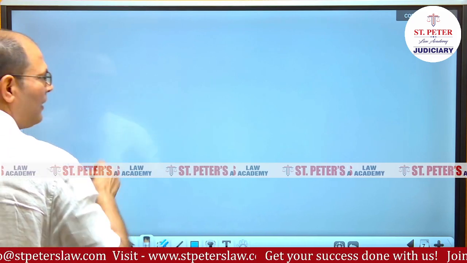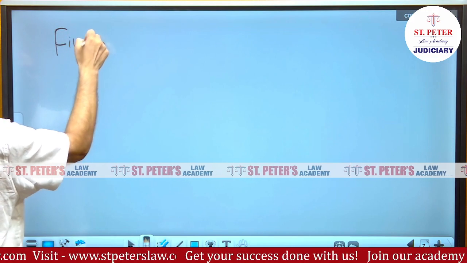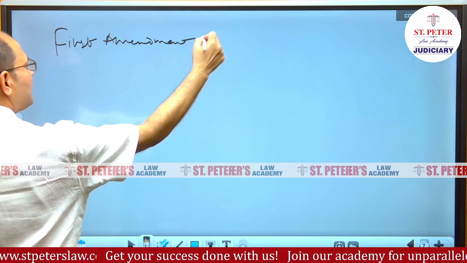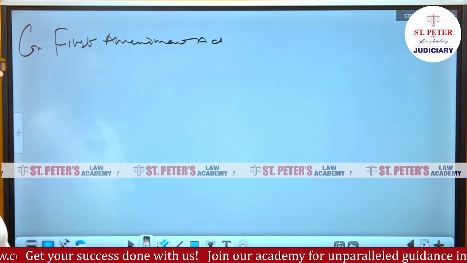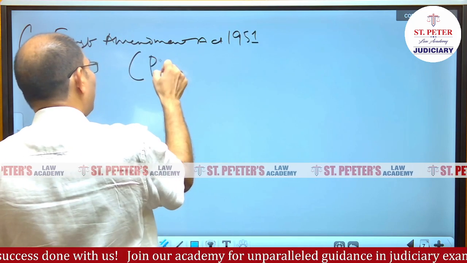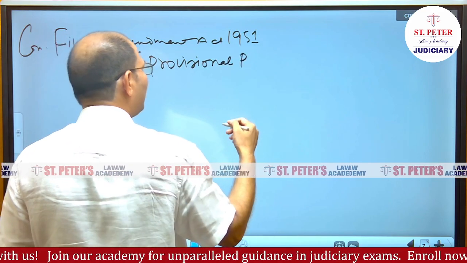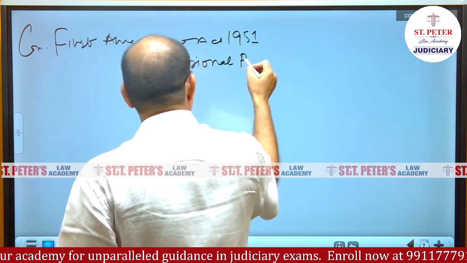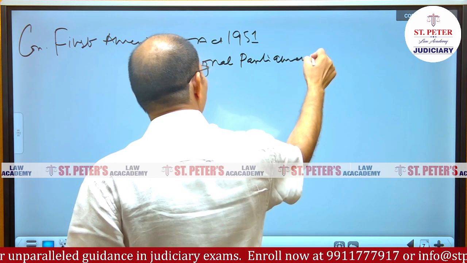And in this manner, the first Constitution amendment was enacted by the Parliament of India in 1951. Constitution First Amendment Act 1951. It was still the Provisional Parliament, not the full-fledged Parliament as envisaged in Article 79 of the Constitution. It was only a Provisional Parliament.